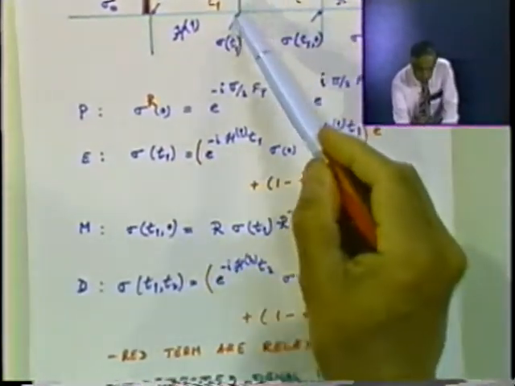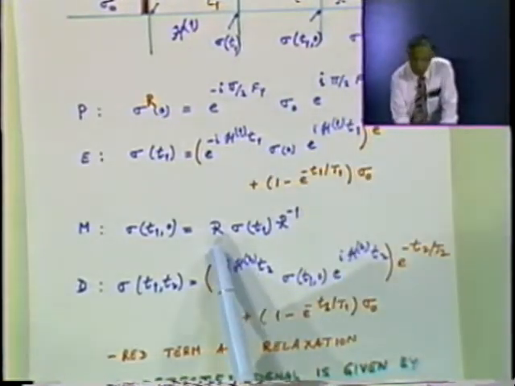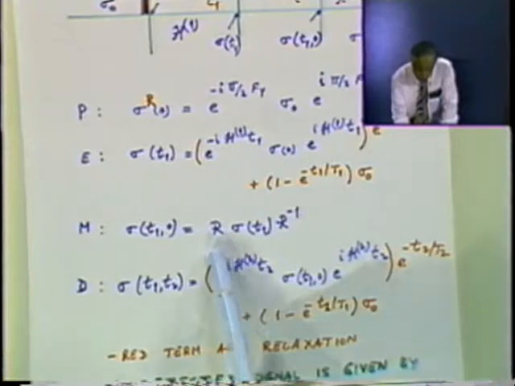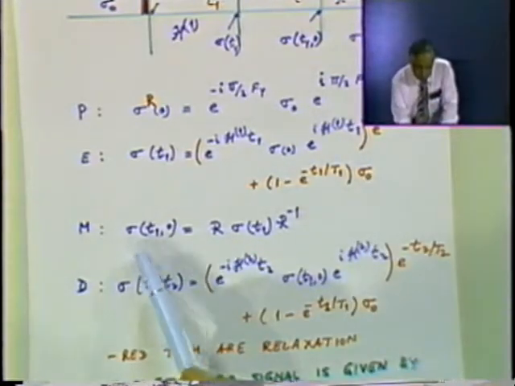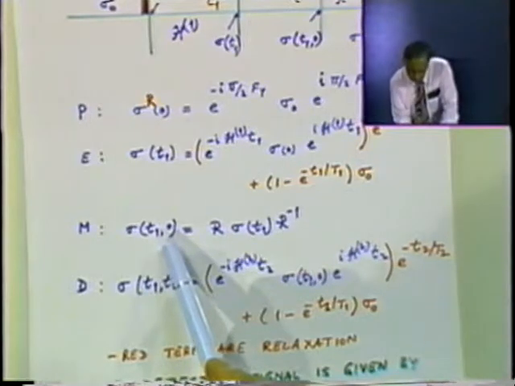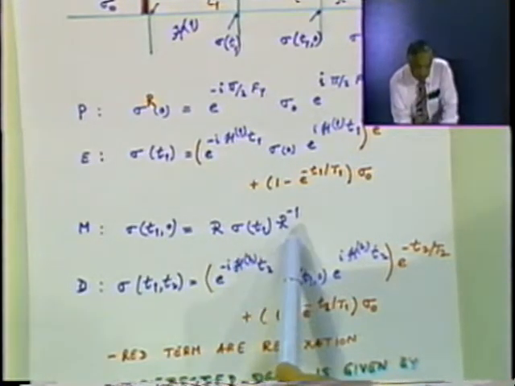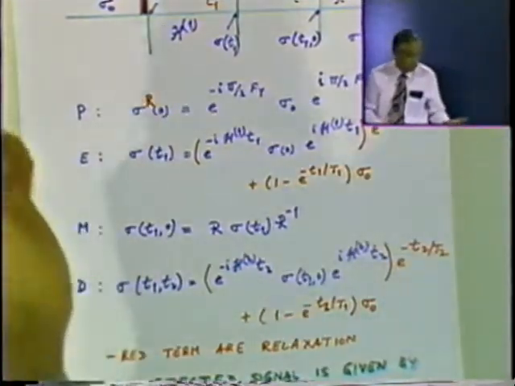Then the operation of the mixing pulse period, I represent symbolically by operation R at the moment. And so at this point, my density matrix at t1 times 0, representing that t2 has not started yet, is given by R sigma T1 R inverse. What R is will depend on the experiment.